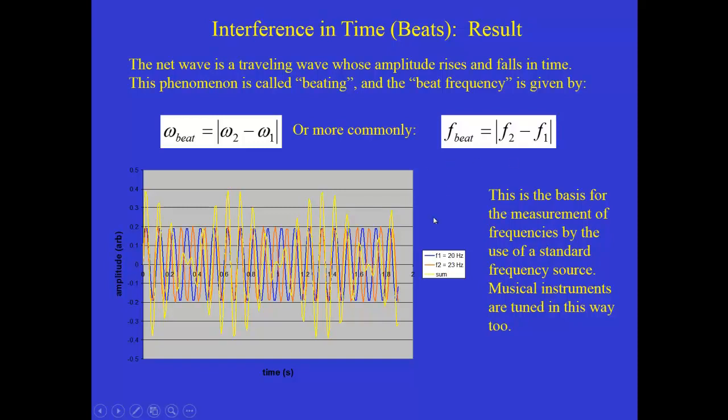But I'll just say that this phenomenon of beats is the basis for measuring frequencies using a standard frequency source. If you have a standard source and you know its frequency, and then there's an instrument or some other source of sound whose frequency you want to measure, you can measure the beat frequency, and that will give you the difference in those two frequencies, and that will allow you to measure the frequency of an unknown source. And musical instruments get tuned in this way.